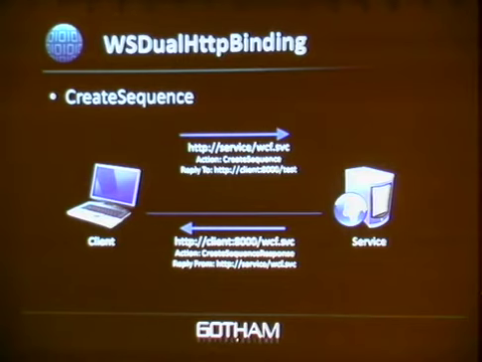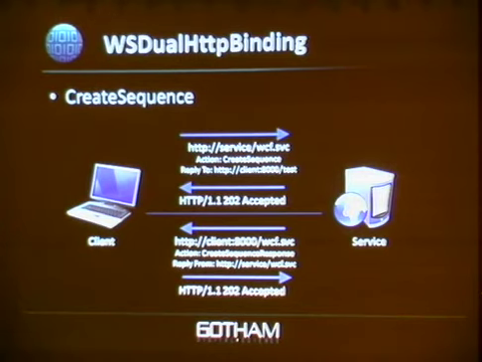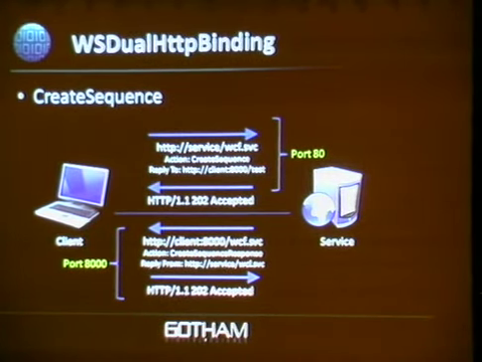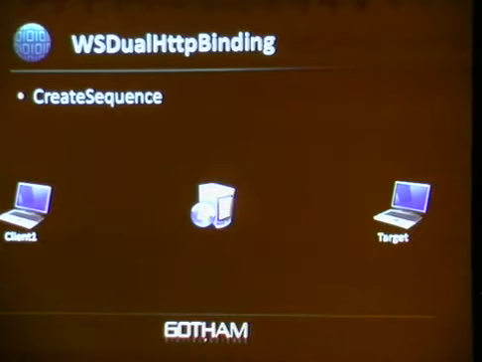And again, this isn't a response to my request. This is a separate request that's being initiated by the service. It's then going to respond back to the client with a 202 accepted in response to the create sequence request. And then the client is going to send a 202 back to the service. So the important thing to note here is that there's two completely separate conversations going on. One is between the client and the server going over port 80. The other one is between the server and the client going over whatever port the client has opened up for this purpose. So that's how it's supposed to work.